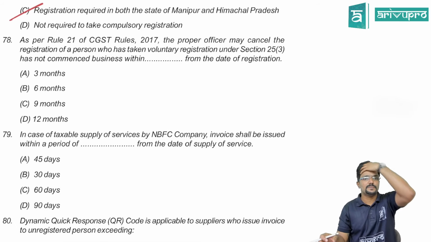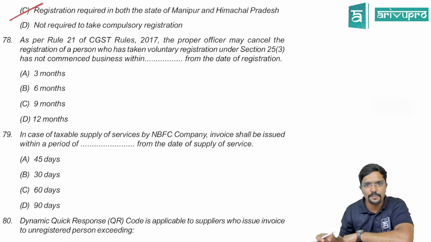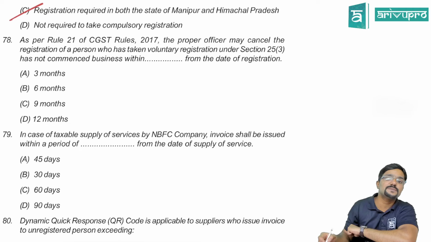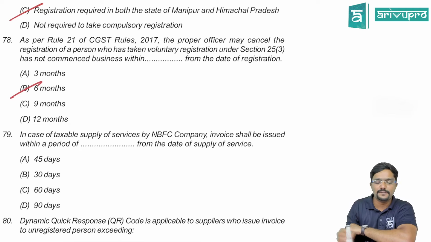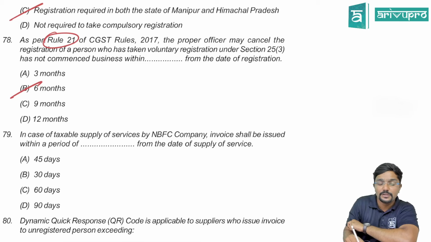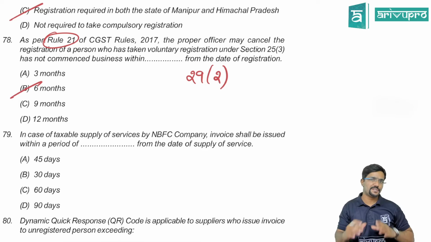Okay. Then as per rule 21 of CGST Rules 2017, the proper officer may cancel the registration of a person who has taken voluntary registration under section 25(3), if he has not commenced the business within 6 months from the date of registration. This rule 21 will come under section 29 subsection 2, which talks about cancellation of registration.